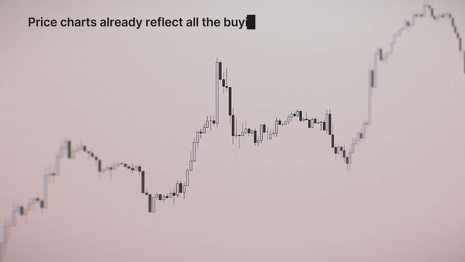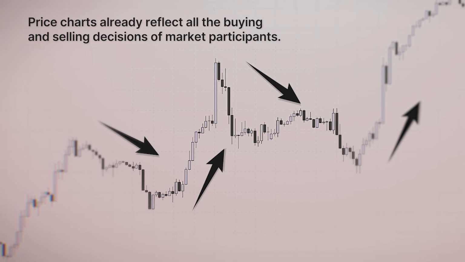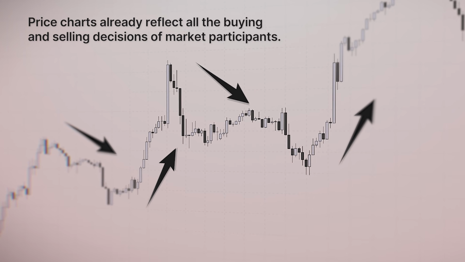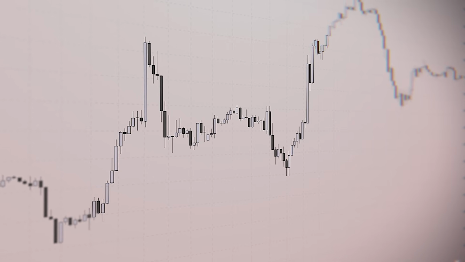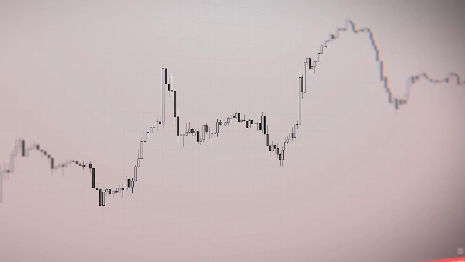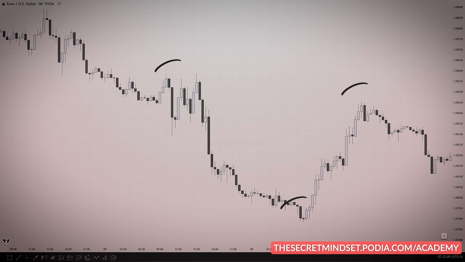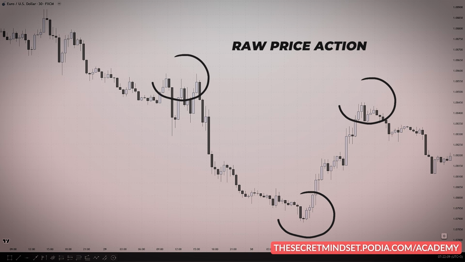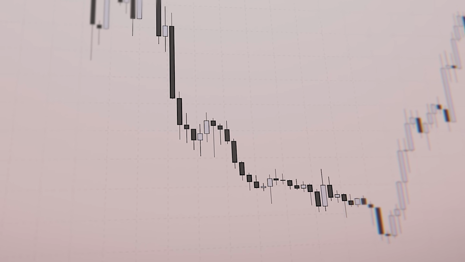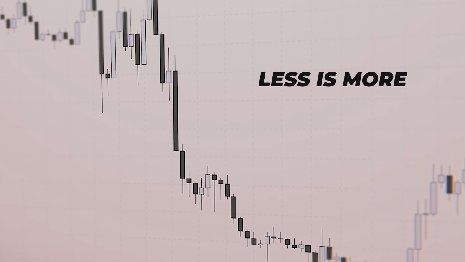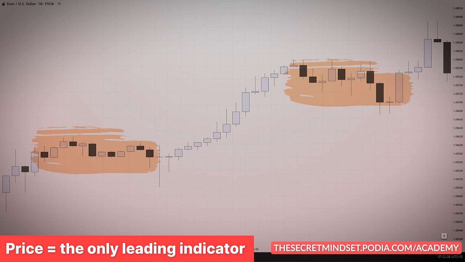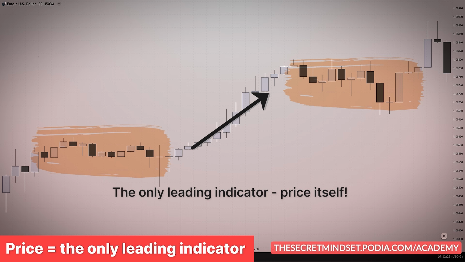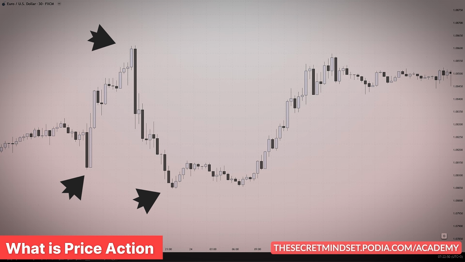The core idea is that price charts already reflect all the buying and selling decisions of market participants, so you don't need fancy indicators cluttering up your charts. Everything you need to make trading decisions is right there in the naked price action. As a price action trader, you will adopt a less is more approach. By stripping your charts down to the core, you will focus on what matters most, the only leading indicator there is, price itself.